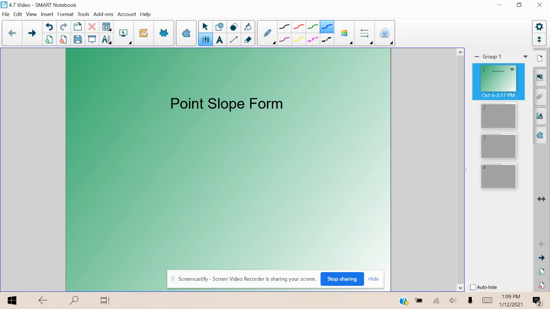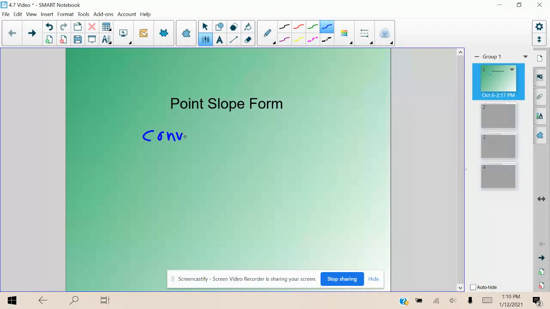All right, welcome back. So today we are going to be talking about what is called point slope form. What point slope form is, it allows us to take the value of one coordinate point and the value of the slope of a line, and we can use those values to help us convert into slope-intercept form.